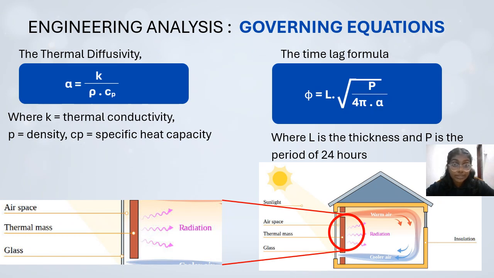To evaluate the performance of this system, we carried out engineering analysis using thermal equations. First, we calculated thermal diffusivity, which describes how quickly heat travels through the wall material. The equation depends on thermal conductivity, density, and specific heat capacity of the material. We also use the time lag formula to determine how long the wall takes to transfer absorbed heat from the outer surface to the indoor environment.